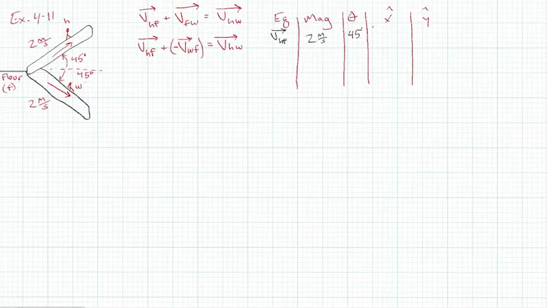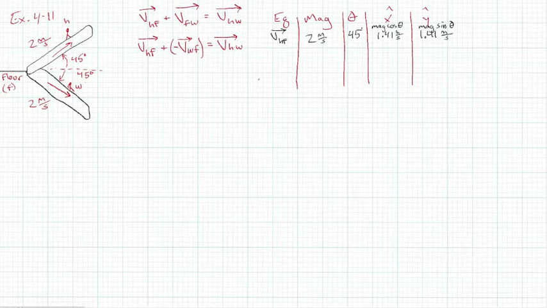Well, if you remember, that's our magnitude cosine of theta, and the y component is magnitude sine theta. So if we punch them in, we're going to get an x magnitude of 1.41 meters per second, and a y magnitude also of 1.41 meters per second. If you think about it, they're both positive because the husband is moving positively in the x and positively in the y direction.